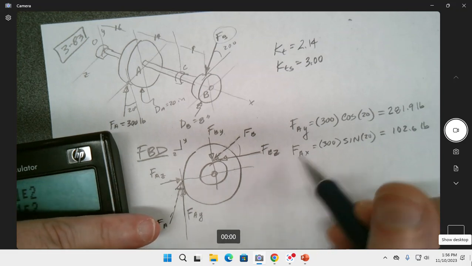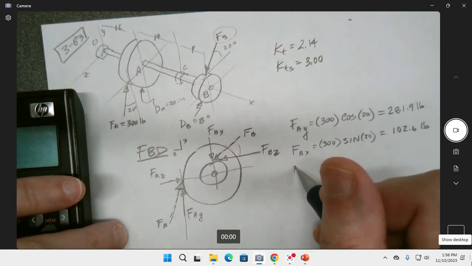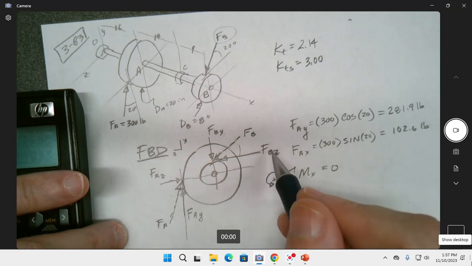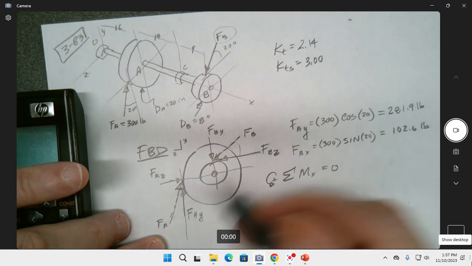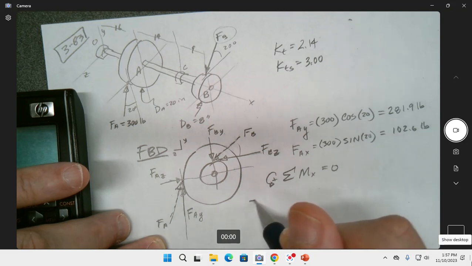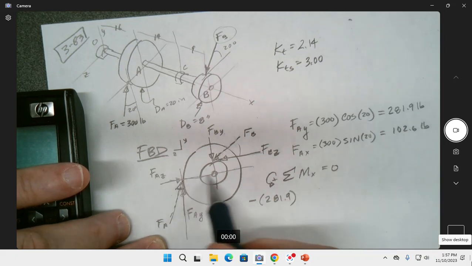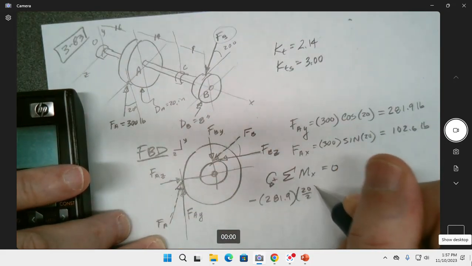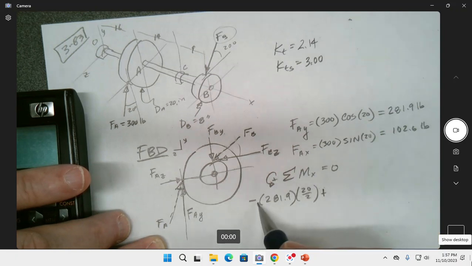All right, so we have that set up. That was just a good thing to take care of. Now we go to the actual thing that we're here to do. Take the sum of the moments about the x direction, so we could find out this unknown FBZ. So we go clockwise, and I'll put the numbers in: negative 281.9, and the radius of this one is the 10 inches, or 20 divided by 2. And that's in the clockwise direction.